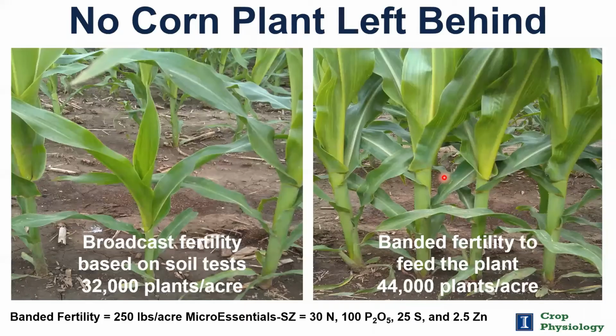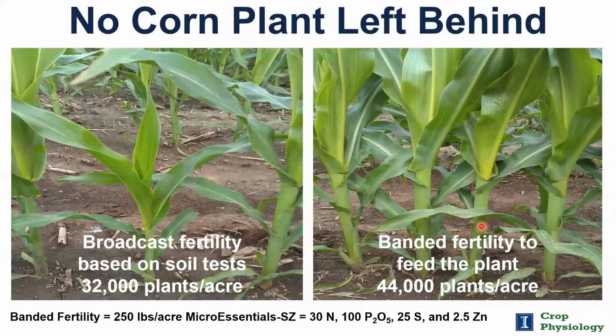Another benefit we see is greater stand uniformity. So here we have your standard plant density, 32,000 plants per acre, with broadcast fertilizer, and you've got this guy here. This is what we call a plant left behind. This guy is essentially a weed at this point. It'll never catch up to its neighbors. It's going to put on a barren little dinky ear, and like I said, it's just robbing nutrients from its neighbors on the side.